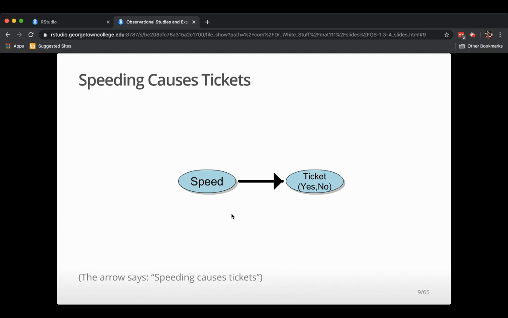Causes. What do I mean by causes? Let me pick up an example here to help us think about it. We tend to think that speeding causes tickets.